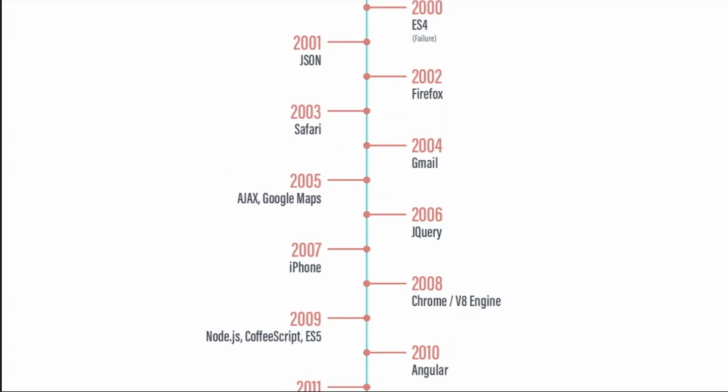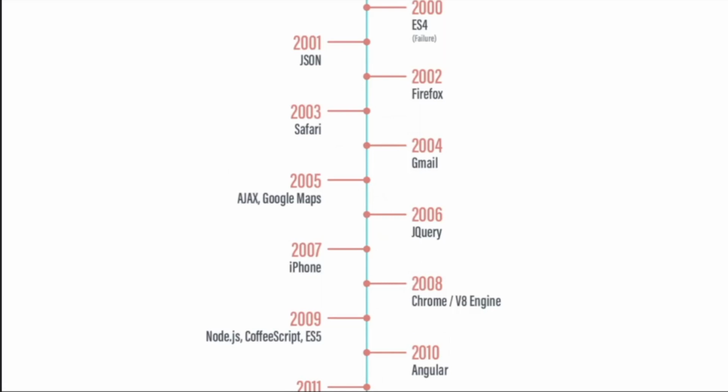In 2002, Firefox came, 2003, Safari came, 2004, Gmail came. Gmail had to refresh back then, but with Ajax, and Google made Ajax popular actually. They integrated it in every place. So Gmail came, and with Ajax, when a new email comes, it comes automatically. Google Maps are working, and many other things happened in 2005.